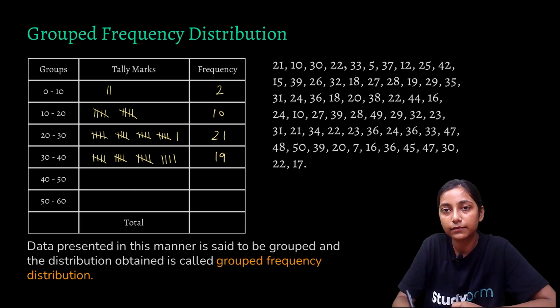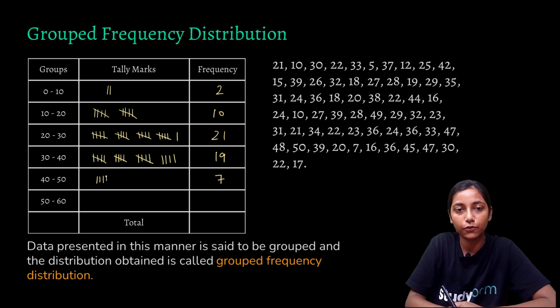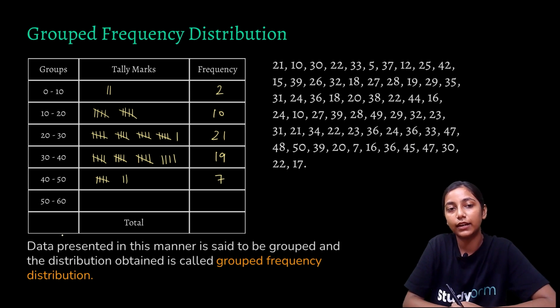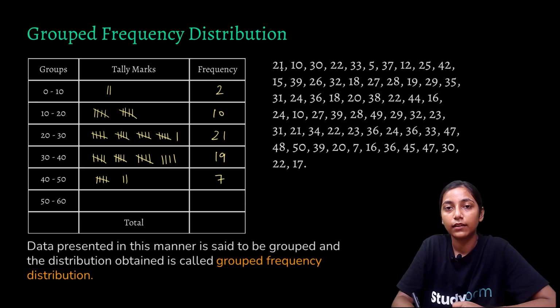So you can check 1, 2, 3, 4, 5, 6, 7. We have 7 such students. Last one is 50 to 60. 50 will be here. Now you can check.